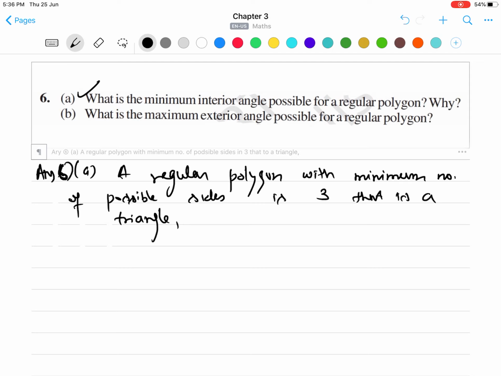Now we can find its exterior angle, which will be subtracted from 180 to get the interior angle, since you are asked what is the minimum interior angle. So that is a triangle. What will be its interior angle? If we have a triangle which is a regular polygon, its interior angle will be 60 degree, which is of 60 degree.